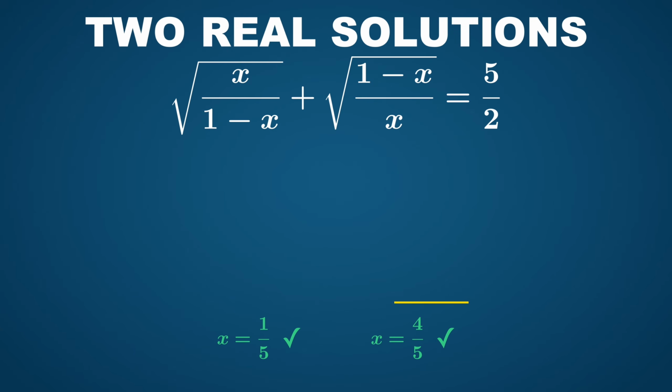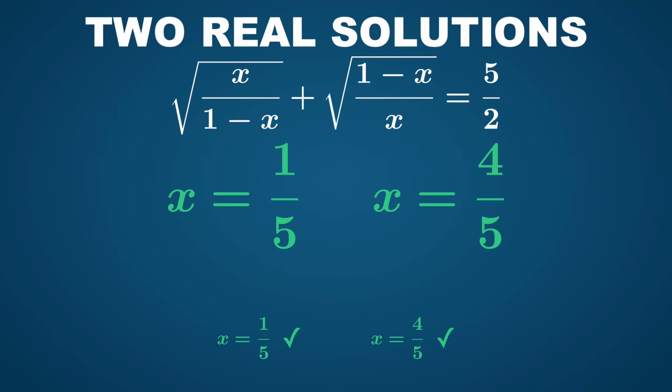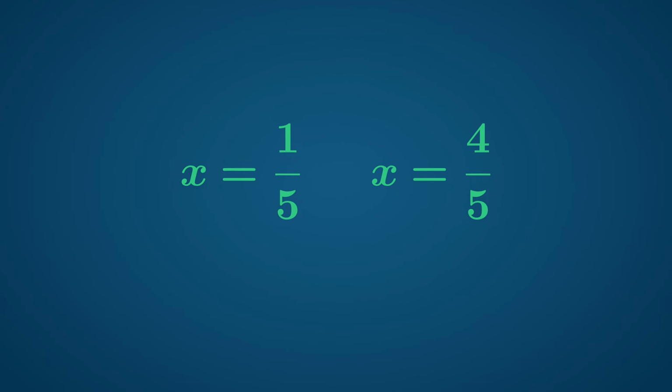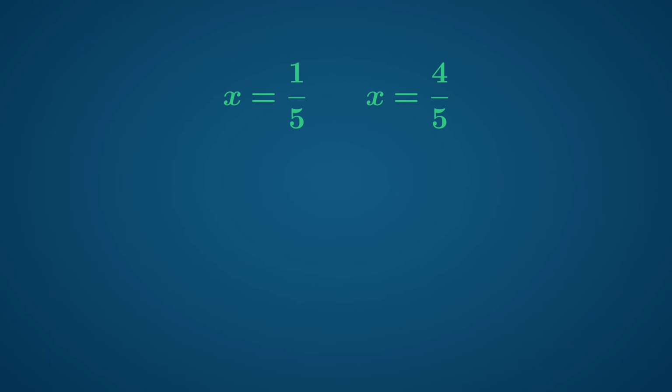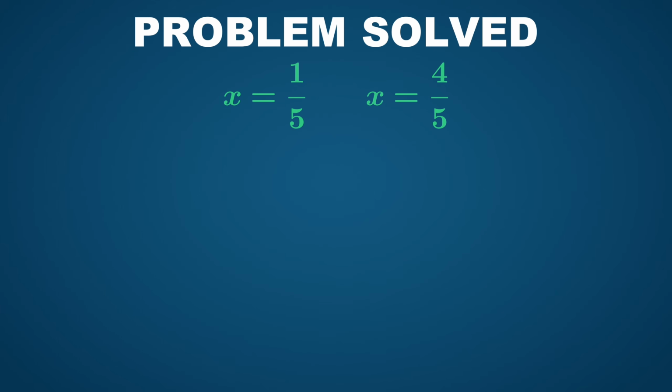The equation has exactly two real solutions. Those solutions are x equals 1/5 and x equals 4/5. In decimal form, those are 0.2 and 0.8. Each of them turns both square roots into clean numbers. That completes our work on this problem for today.